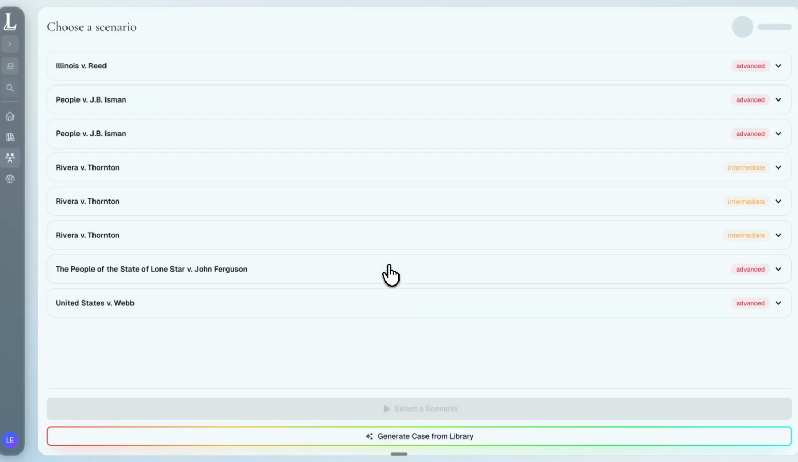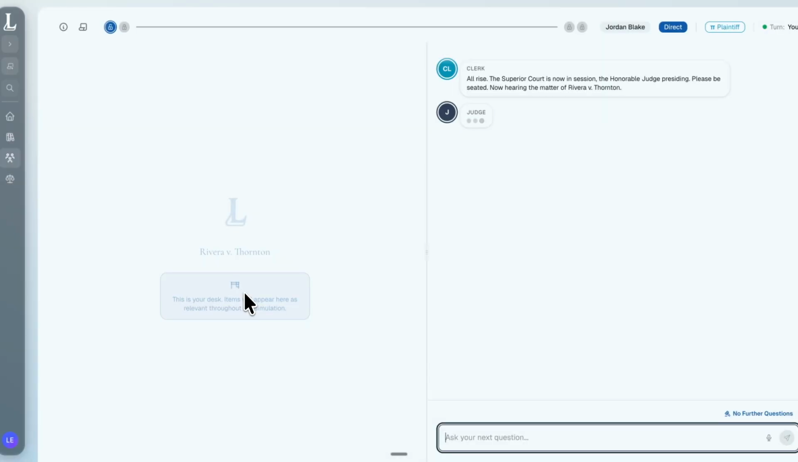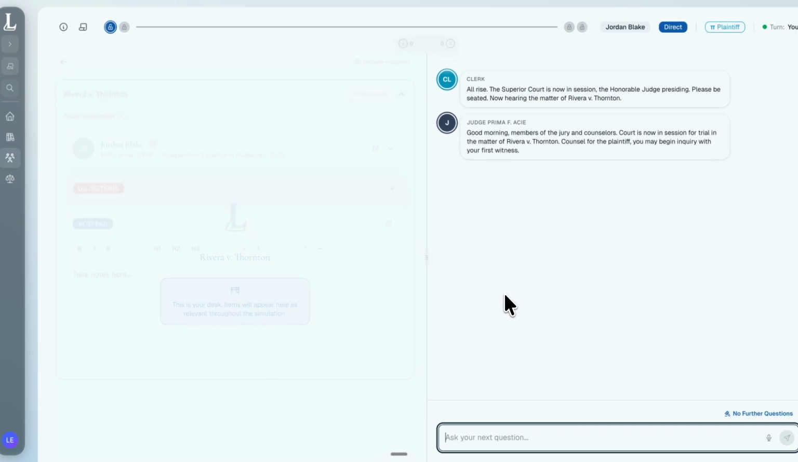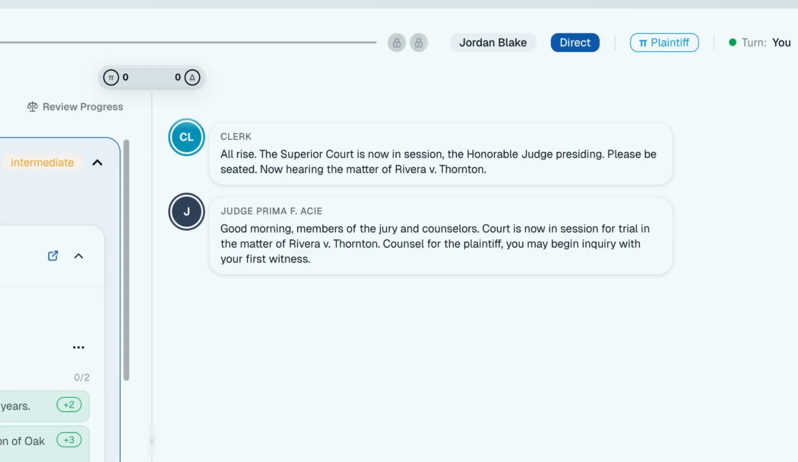Once we're ready, we can pick a side. Let's start playing as plaintiff's counsel. The trial starts after the judge calls the case. We begin with direct examination of our first witness, a man named Jordan Blake who witnessed the car accident while walking his route. On the right is the courtroom, rendered as a live trial transcript.